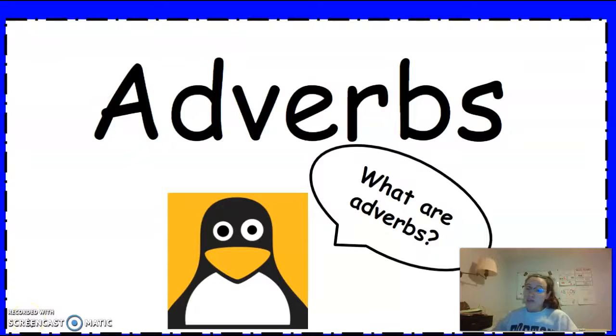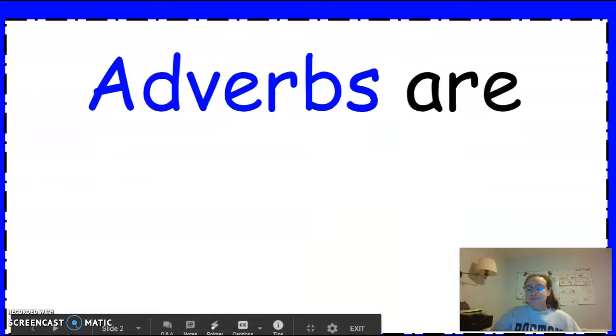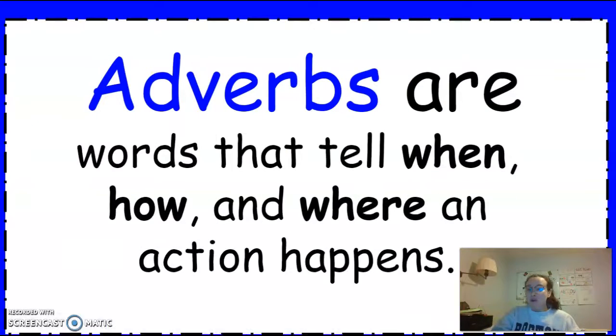Today we're going to be learning about a new part of speech. We'll be learning about adverbs. But what are adverbs? Adverbs are words that tell us when, how, and where an action happens.